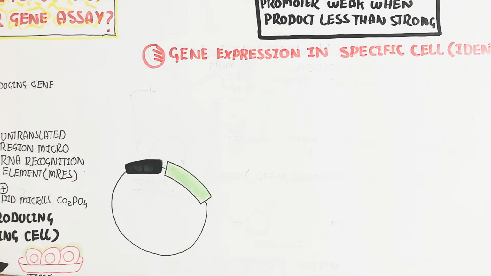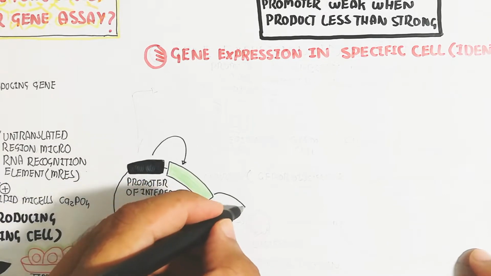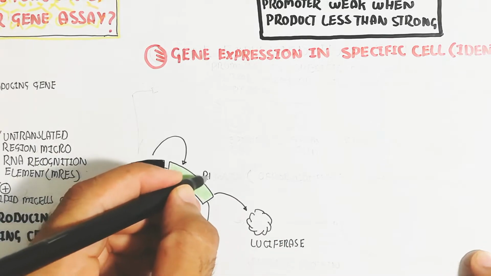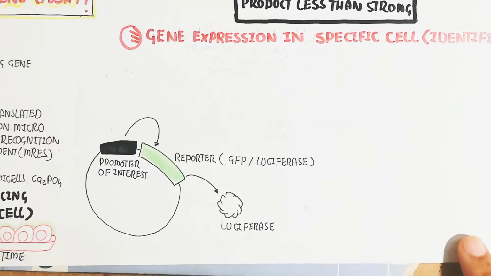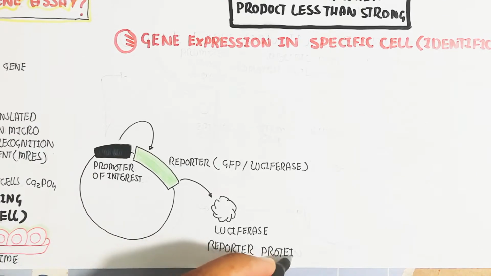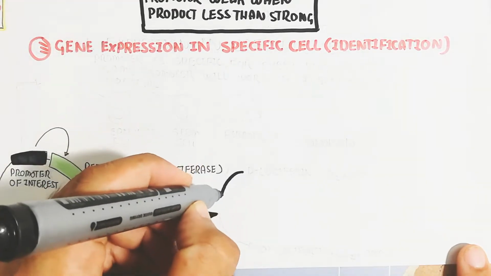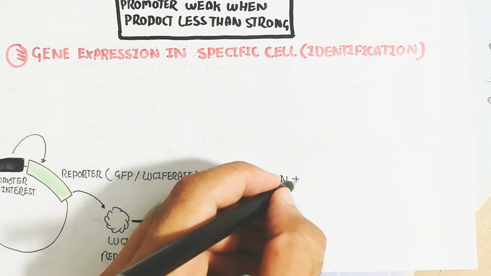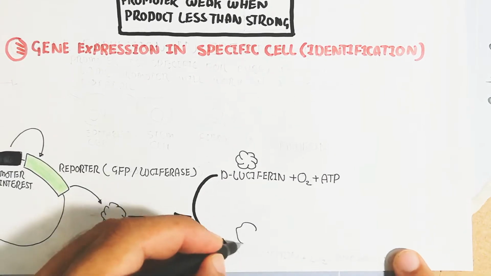So for example, when we insert this recombinant plasmid containing the gene of interest and the reporter like GFP or luciferase, in this way the luciferase will produce reporter protein, and D-luciferin will be converted, with oxygen and ATP, to oxyluciferin and carbon dioxide, producing AMP, and light will be produced. So in this way, I hope you make sense of this. Luciferase enzyme is used for the production of light when the luciferin is present.